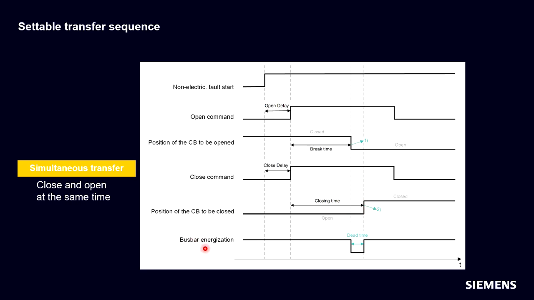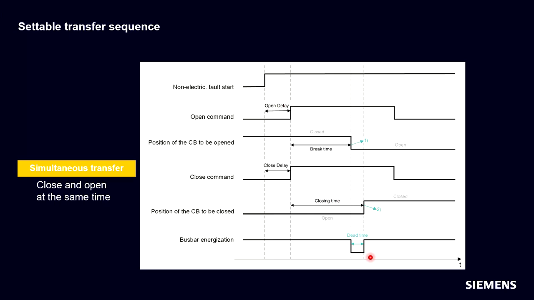And here you see the energization of the motor bus. We have a very short gap here, or drop of the voltage on the busbar. Of course, you can also use the simultaneous transfer for electrical fault start. So in some applications, it is absolutely necessary to limit the voltage drop on the motor bus. And therefore, of course, you can use the simultaneous transfer for the electrical fault start as well.